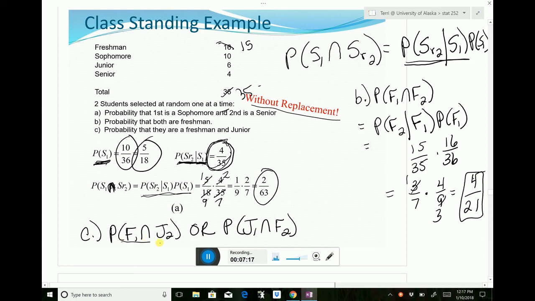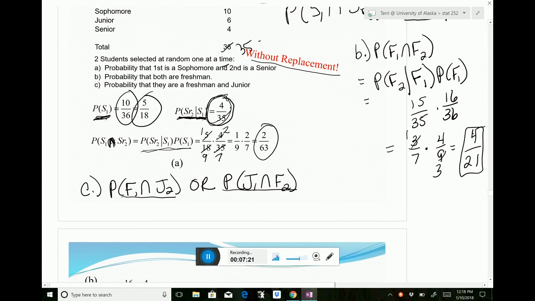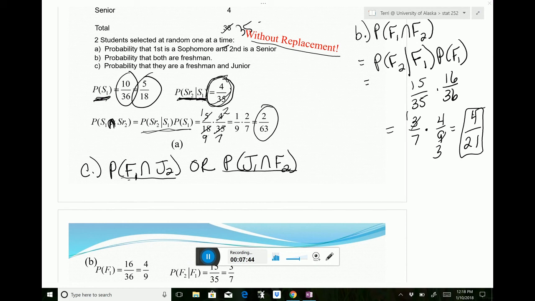But let me ask you a question. Are these two things mutually exclusive? Think about that. The freshman first and junior second, junior first and freshman second. Can these two things happen at the same time? They can't happen at the same time.